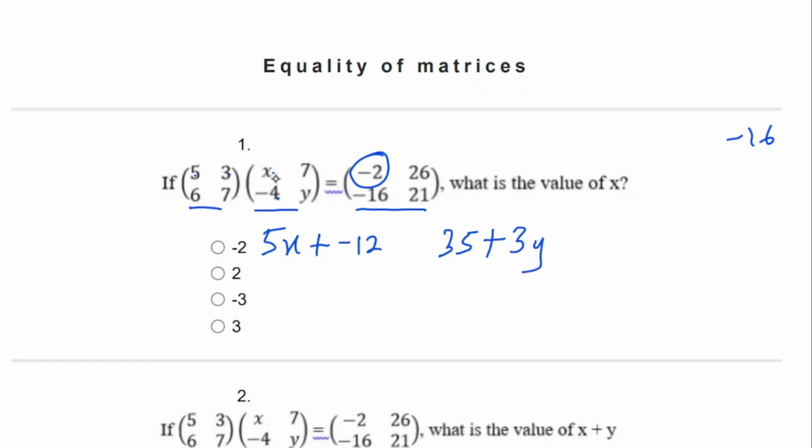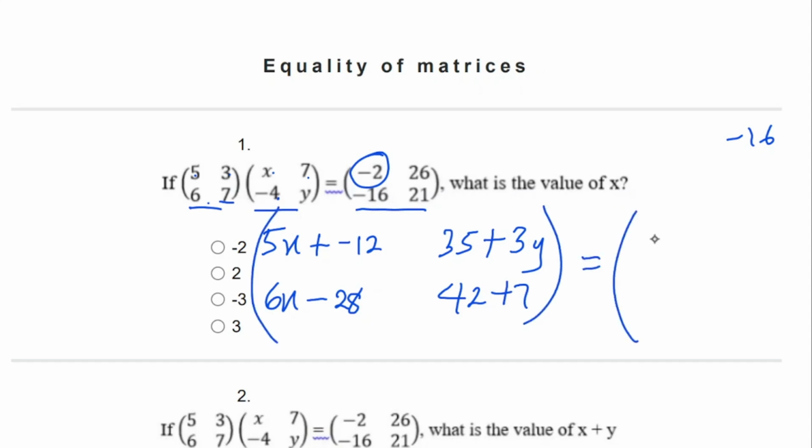Then the next one, 6 times x, that is 6x. Then 7 times minus 4, that will be minus 28. Then the same thing, 6 times 7, that is 42. Then 7 times y, plus 7y. We close it. Alright, equals to what we have here, minus 2, 26, 16, 21.